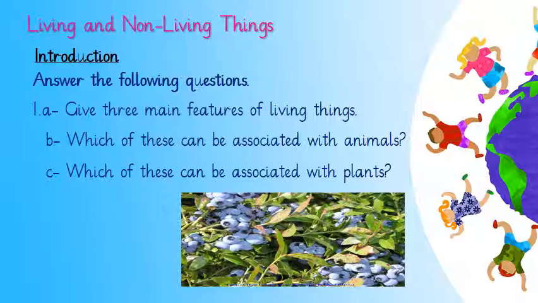Which of these features can be associated with animals? Yes, just think, what do they need to live? Can they move? Can they breathe? Yes, animals can breathe, animals can move, and they also need food, air and water to live. Coming towards part C, which of these main features of living things can be associated with plants? Yes, plants also need food, air and water to live. They also breathe, but they cannot move.